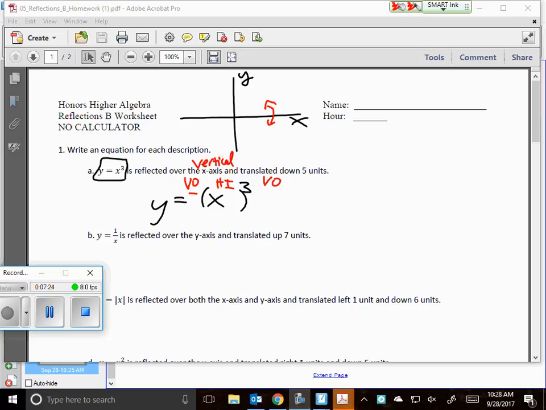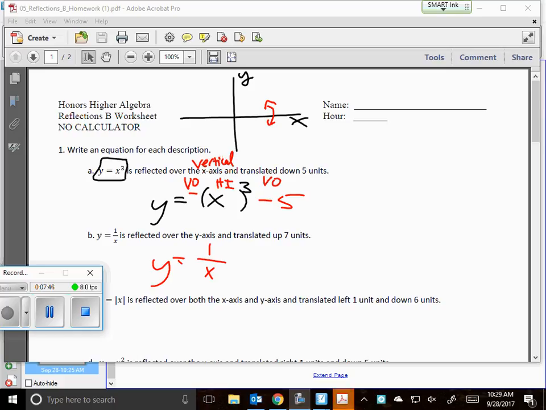All right. And then translated down 5, that's easy. Down 5 is like that, minus 5. Okay, that's writing an equation. Not that hard. You just got to start with the base equation, like y equals 1 over x, and then figure out where to put the changes, like the negative and that kind of stuff.